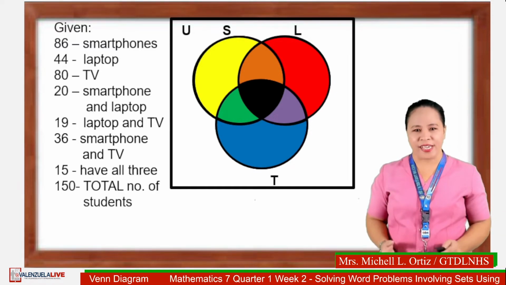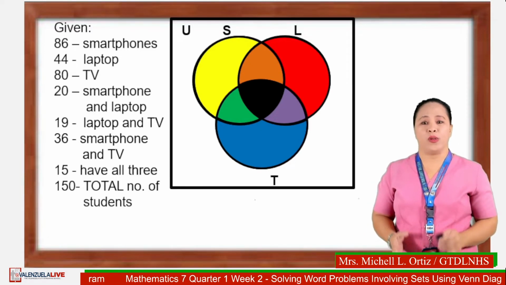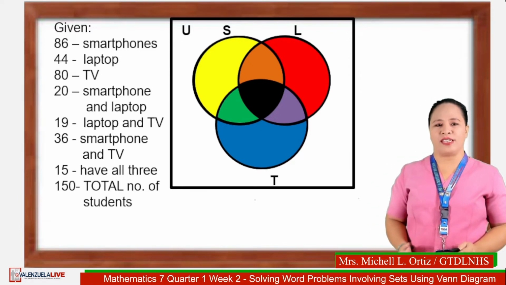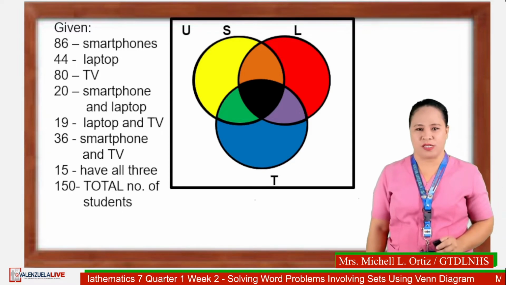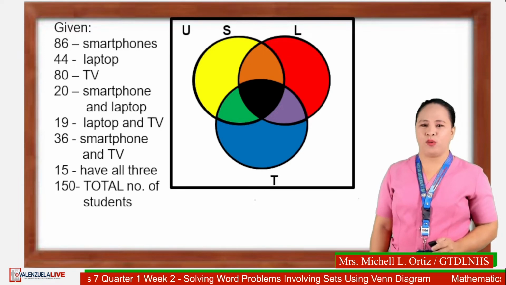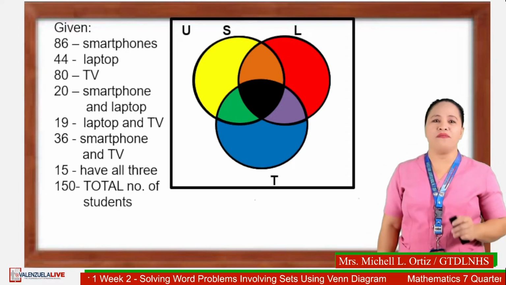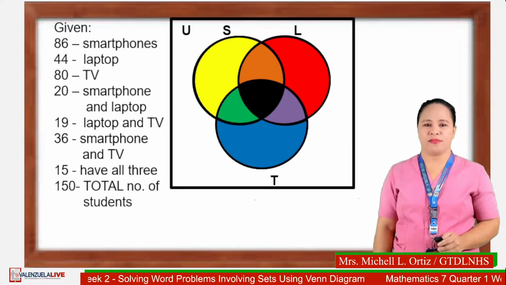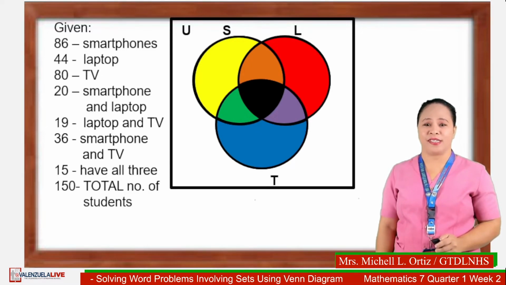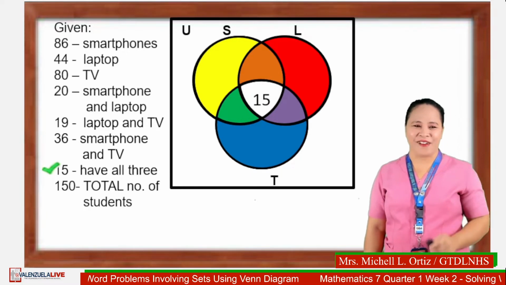We are now ready to fill in the cardinality of every region. And we are going to start with the intersection of these 3 circles. And that region is the black one. What do you think is the cardinality of the black region? If your answer is 15, you got it right.